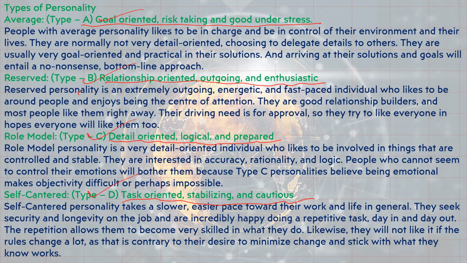Now type C: detail oriented. They want everything in detail. Whatever you are talking to them about, suppose any issue, they will go into the detail of that issue. So that is the type C personality, and they are always logical. Whenever they tell you something, they will give you the logic behind it, and are always prepared to do things. Next, type D: self-centered, task-oriented, and civilized.